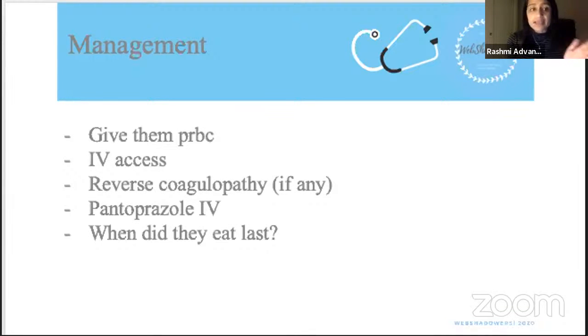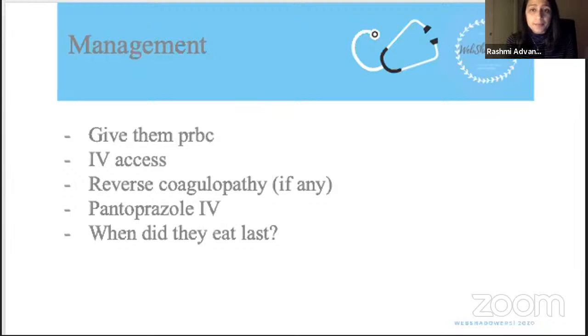And then, does the patient have any coagulopathy? By coagulopathy, I'm talking about INR, PT, PTT. I'm also looking at the platelets. So do they need any blood products like FFP, which is fresh frozen plasma? And really, one of the main components of the management for something of this nature is pantoprazole. Pantoprazole is a proton pump inhibitor. It is a medication that we typically give to reduce acid exposure in the stomach.